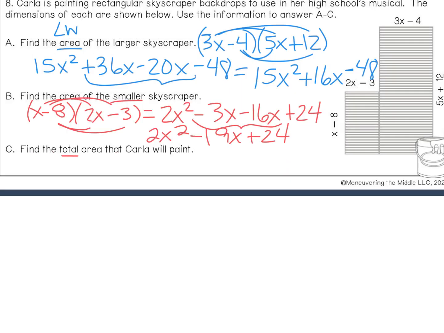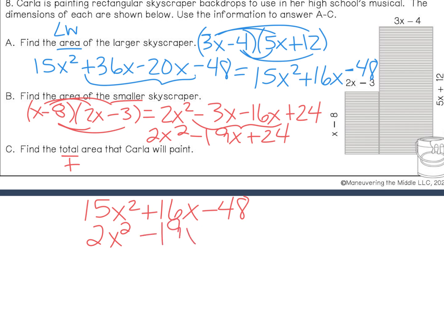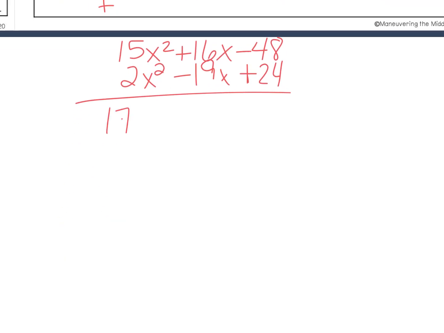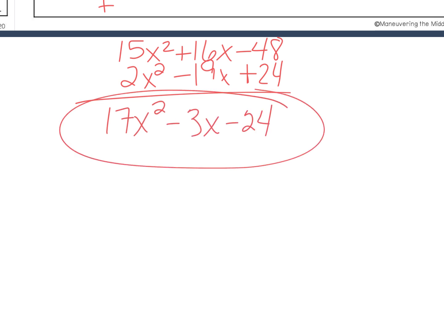What is the total area? What does total tell us we need to do here? We're going to add these. So I realize that there's not much space on your paper. I'm going to kind of squish mine down here. 15x squared. And this is just like terms like we did last week. And then we have 2x squared. And again, you can write it in a row if that's what you prefer. It just depends on what your organization is for your brain. 17x squared minus 3x minus 24 when we collect like terms.